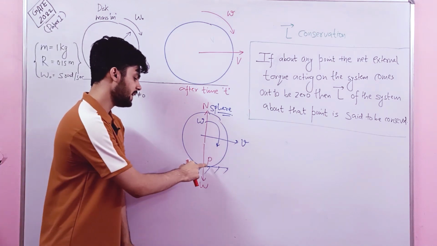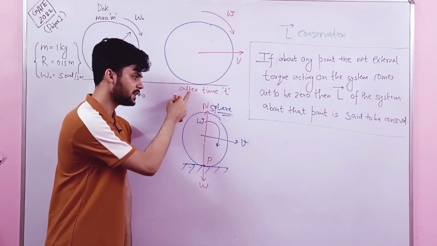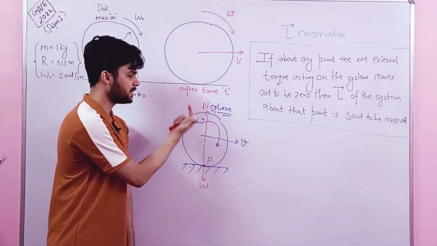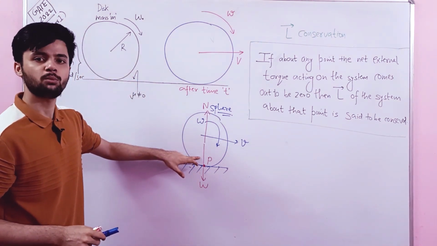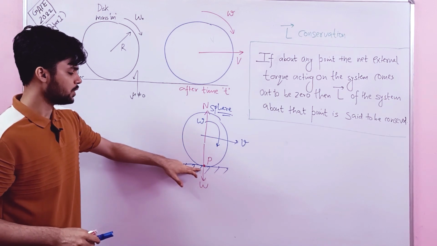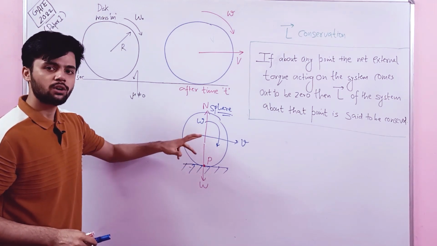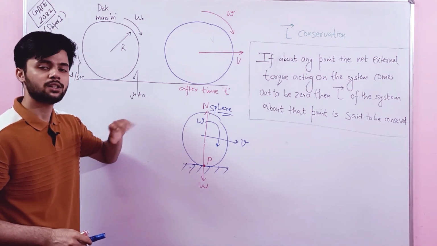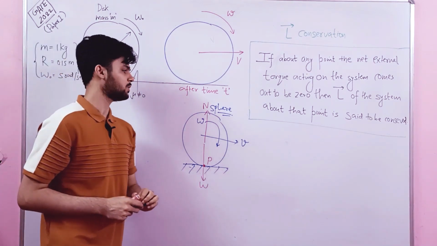Means if I take point P as the bottommost point of the sphere, I can see that the normal reaction of the ground as well as the weight of the body is passing through point P. So if both the forces are passing through point P, the torque of these two forces about point P will come out to be what? The torque of these forces about point P will be simply 0.